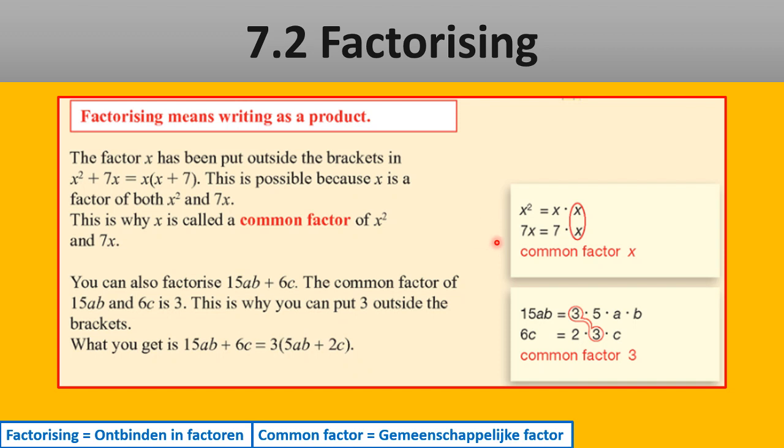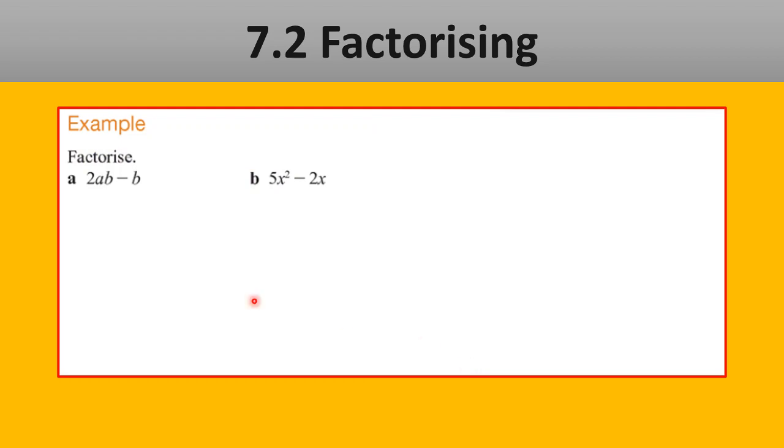If I now want to factorize, or in Dutch we call this ontbinden in factoren, als ik x² plus 7x wil gaan ontbinden in factoren, then I write down the number in front, which is the common factor, or the letter in this case. And inside the brackets I write down what was left. I have an x left here and I have a 7 left here. So x plus 7. I think it's a bit easier to show you how this works when not all information is given like this. So I'm going to continue to this slide, and here it's a bit easier to explain when not everything is already given.